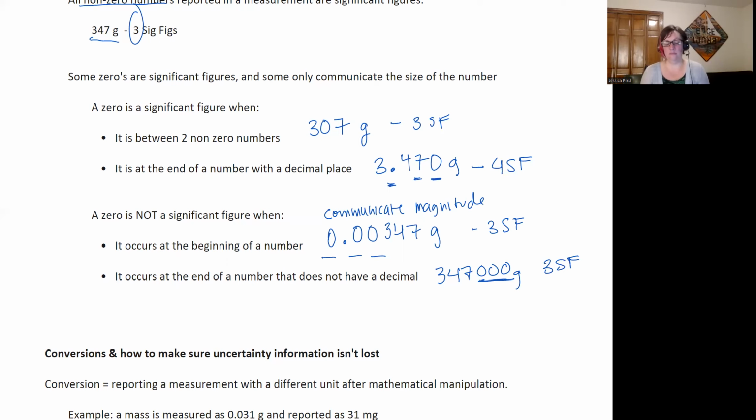So something just to talk through if you're actually looking at a number and finding yourself confused about whether or not a zero is actually something that was part of a measurement or just communicating the size of a number.